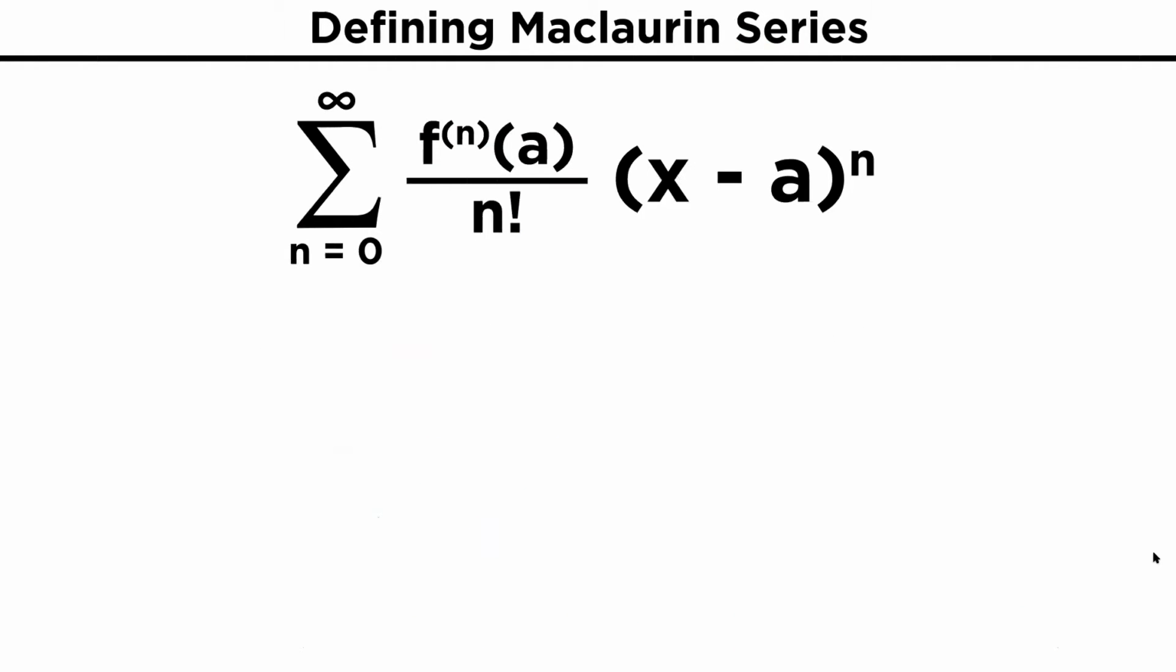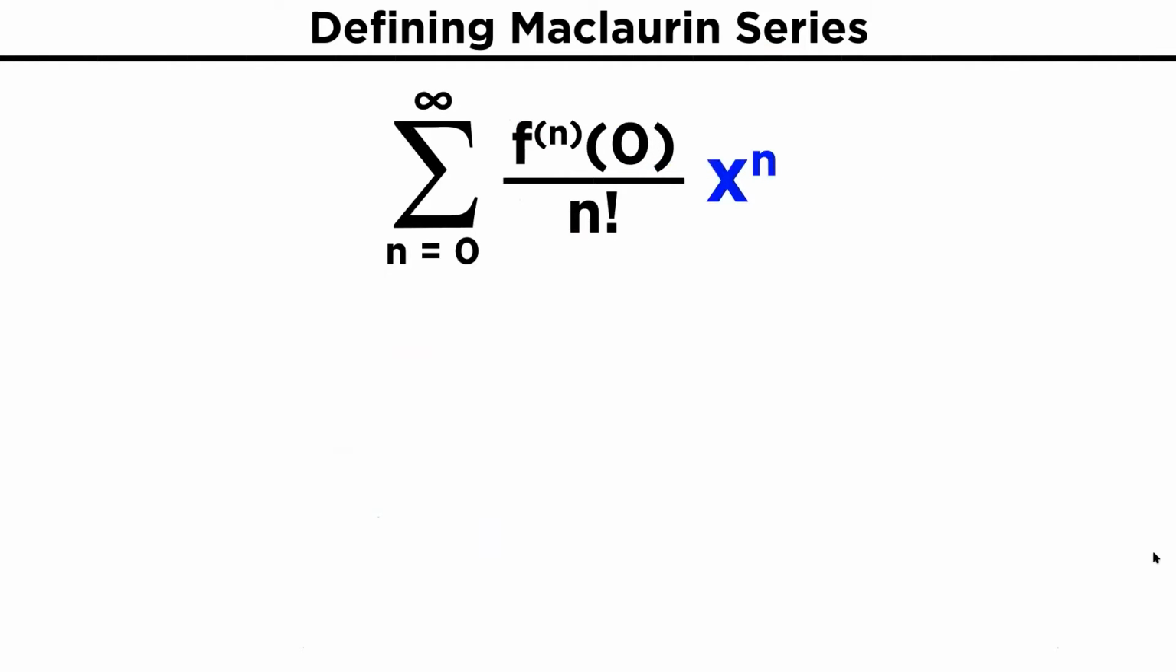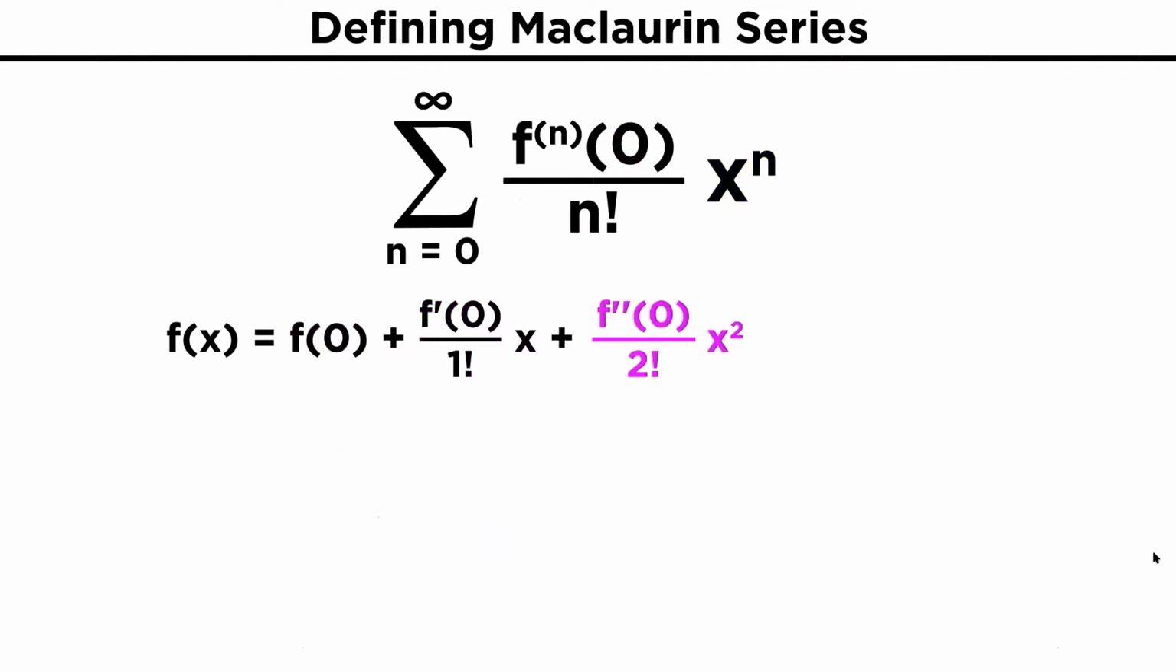Now that we understand what a Taylor series is, let's also define a special case. For the same type of function, but where a equals 0, this binomial becomes simply x to the n. And everywhere we were plugging in a, we simply plug in 0. So we get f of 0 plus f prime of 0 over 1 factorial times x, plus f double prime of 0 over 2 factorial times x squared, and so forth.